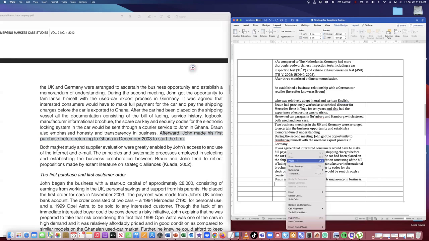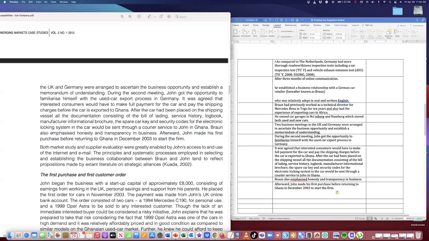Then look at this one. Both market study and supplier evaluation. So this is a trick. Two things have happened here. Can you see what he's trying to tell you? This is like a resulting code. Both market study, and another one was supplier evaluation. So it's telling you these are going to be the outcome codes, possibly the second order or the final one. Easier. Yeah, good, because it's like a summary. Do you realize it?